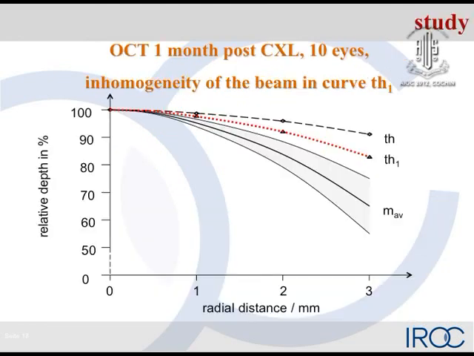We did OCT measurements about this at 1 month after cross-linking, and you can see that from the central cross-linking depth, it falls off on average by 35% towards 3 millimeters away from the center. So we are losing a lot of the cross-linking effect in the majority of the cases, although we want not to treat the center of the cornea. We would like to treat the mid-periphery or even far periphery.